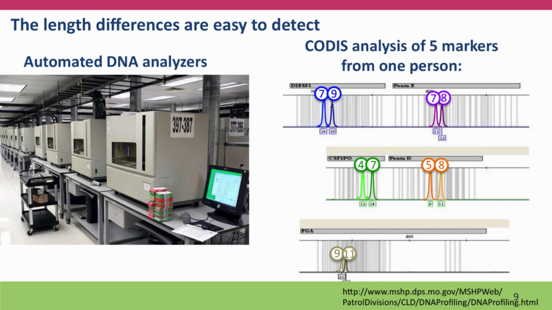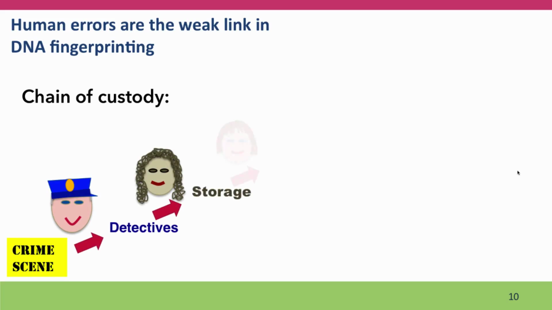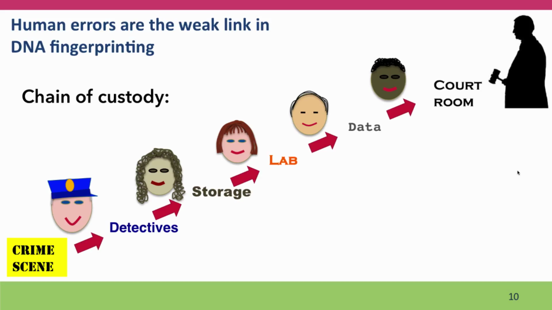So at this locus, this person has a 7 repeat allele and a 9 repeat allele. At this locus, they have a 4 repeat allele and a 7 repeat allele. These automated analyses are very accurate and very reliable. The weak link in these studies is the humans in the study. So the chain of custody, as it's called, becomes vitally important.